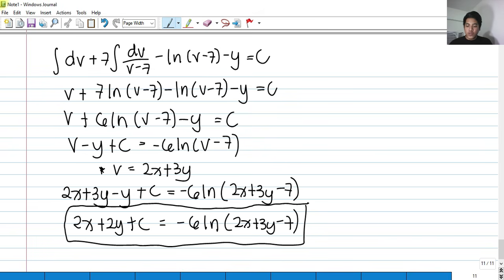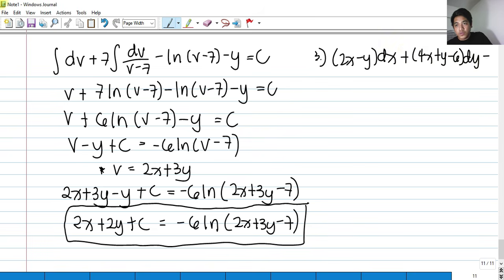Now I want you to solve some problems. This is a practice for you. You can solve this at home. (2x minus y) dx plus (4x plus y minus 6) dy equals 0.